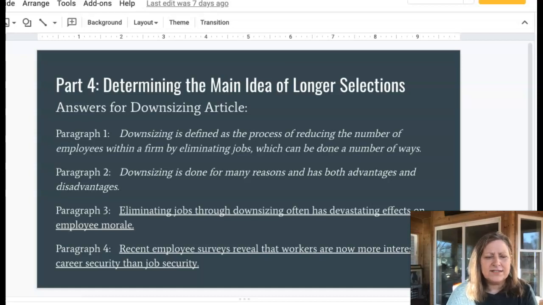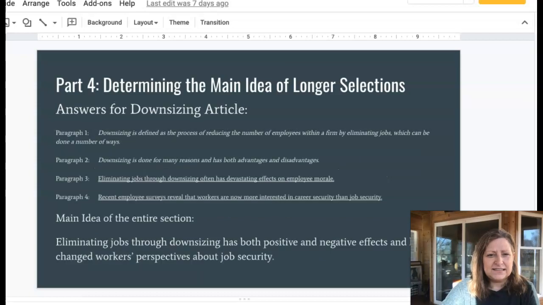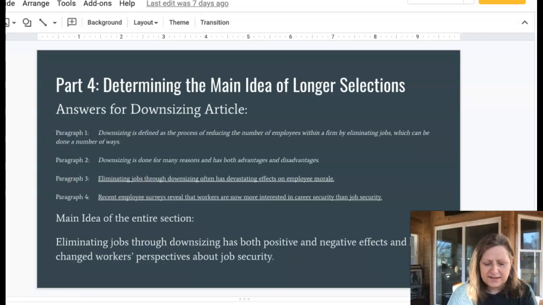So the downsizing article is the next one, and I've just put answers to it. So as you go through, you can look at that. And then the main idea of the entire selection is eliminating jobs through downsizing has both positive and negative effects and has changed workers' perspectives about job security.